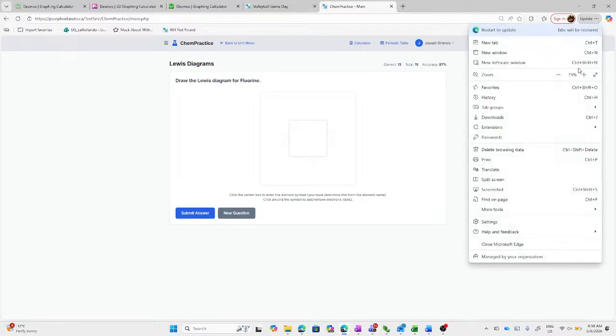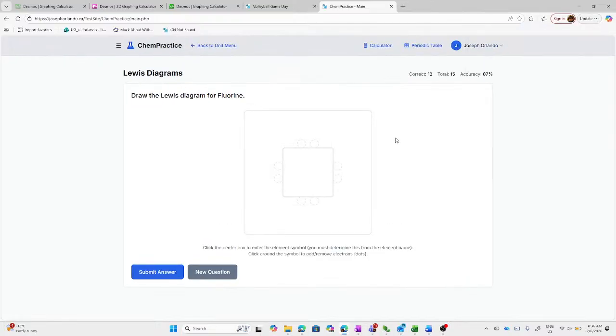But this wants us to make a Lewis structure for fluorine. So fluorine, and then it's only the electrons in its outer shell. How many electrons does fluorine have in its outer shell? Yeah, 1, 2, 3, 4, 5, 6, 7. So 1, 2, 3, 4, 5, 6, 7. There we are. And beautiful, right? What about phosphorus? How many does it have in its outer shell?